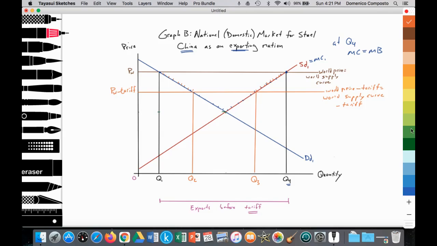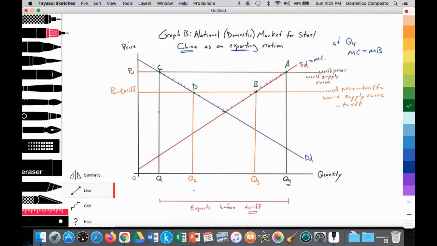Okay, so we can go ahead and also label some points if that can help us with our analysis. We say that this is point A, and the quantity supplied has been reduced from point A to point B, or from Q4 to Q3. And then we could say that the quantity demanded within this domestic economy has increased from point C to point D along the domestic demand curve, or from Q1 to Q2. Thus, the exports have been reduced, running from Q3 to Q2. Okay, so this is exports after tariff.